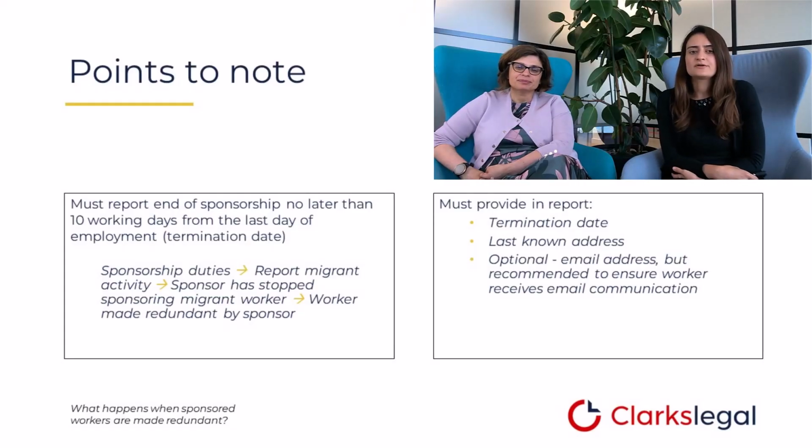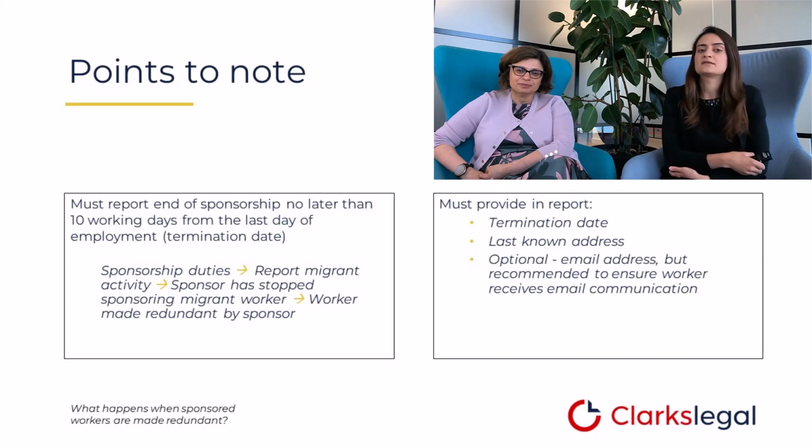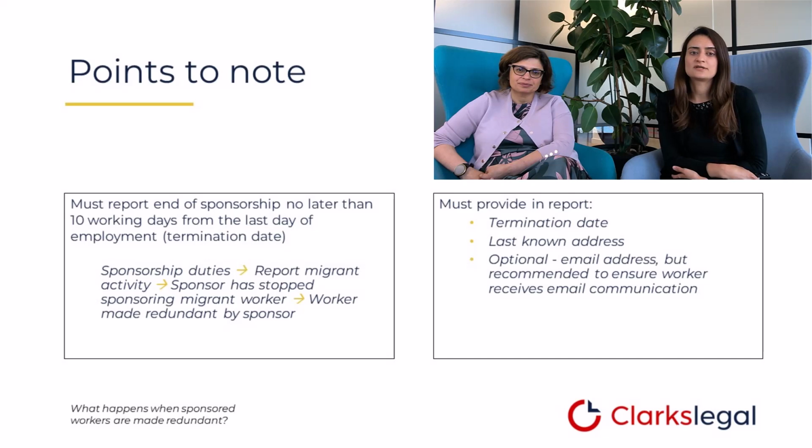So, following on, just a few more points to note regarding the end of sponsorship when a sponsored worker is either made redundant or their employment is terminated. As a sponsor, you must report the end of sponsorship no later than 10 working days from the last day of employment. And I've listed there what steps you need to follow on the SMS to do this. And in this report, it is mandatory to include the termination date and the worker's last known address.